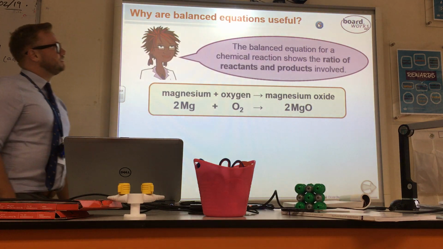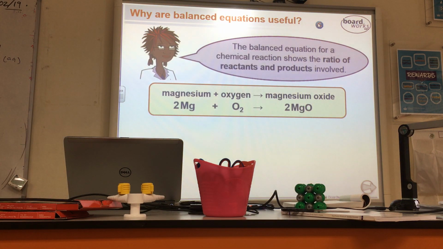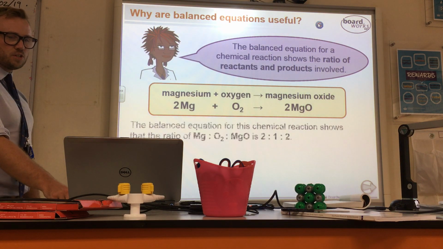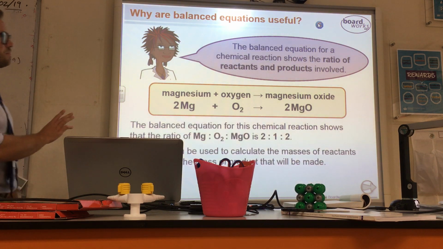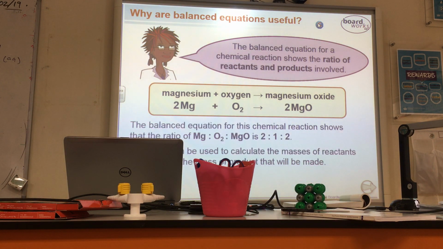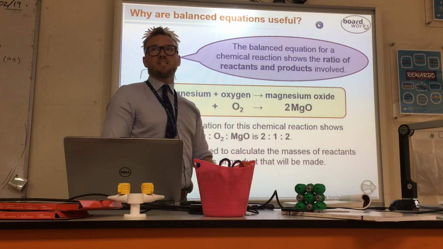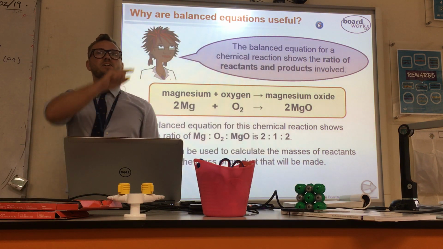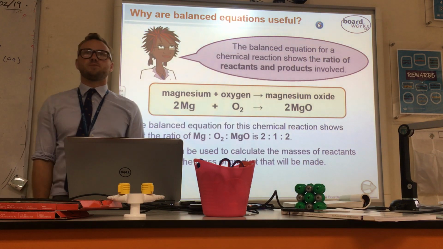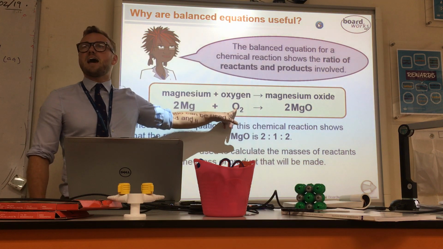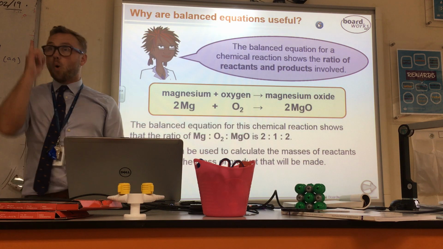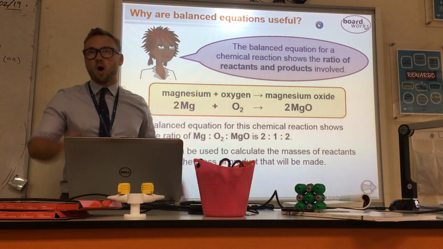Right. We have to balance equations because we know the golden rule is that atoms can never be created or destroyed. And the only way we can balance equations is by putting big numbers at the front. Big numbers mean 2 times or 3 times. If there's no number at the front, how many of them are there? 1, yes. But do we put a 1 in?